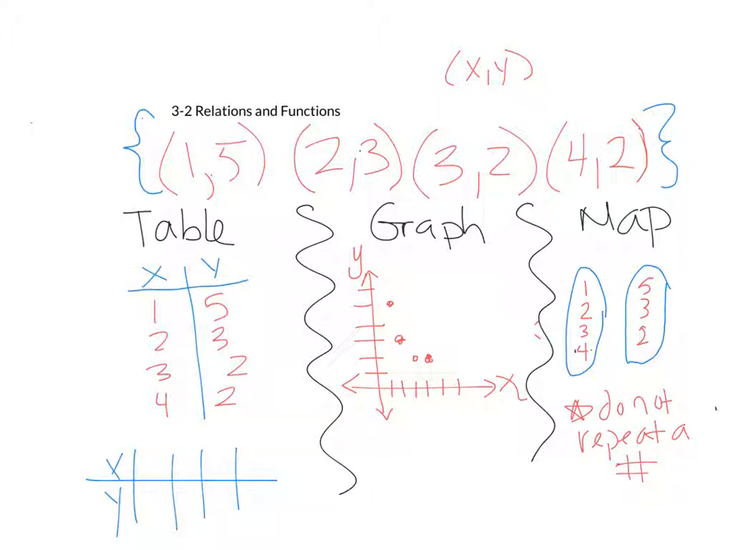So now we just map. We go from 1 to 5, we draw a line. The point 2, 3, then we have 3, 2, and we also have 4, 2, but I'm just going to draw it from the 4 to that same 2. That's why we do not repeat a number.